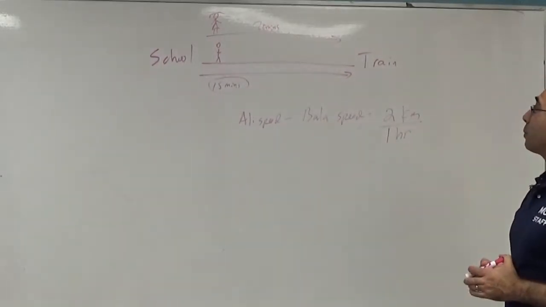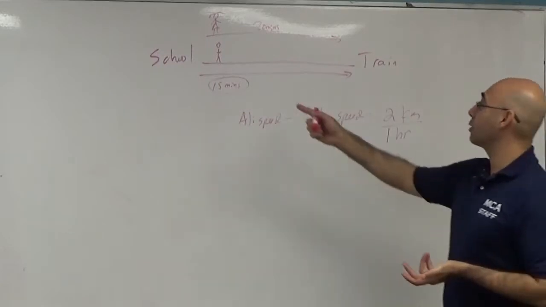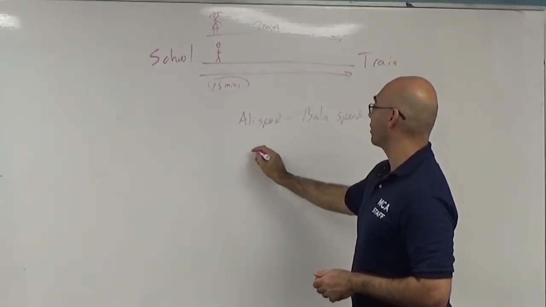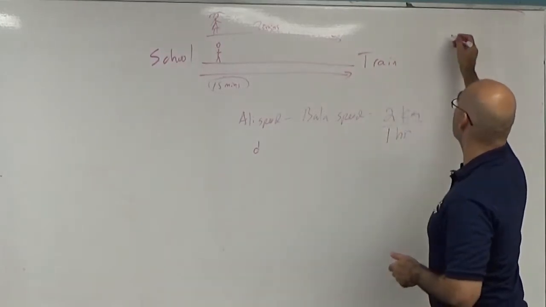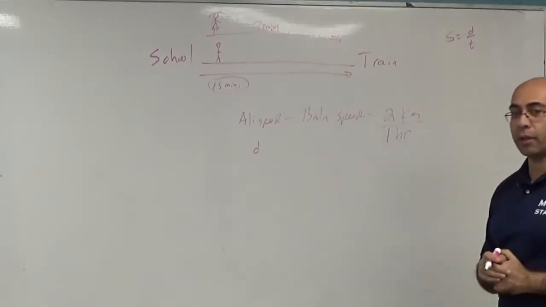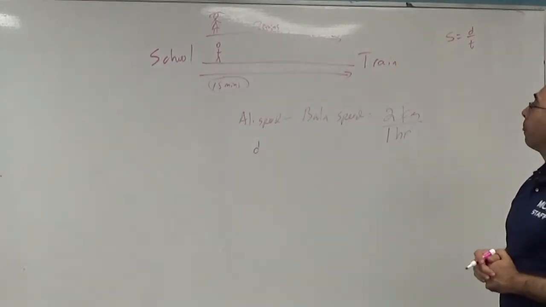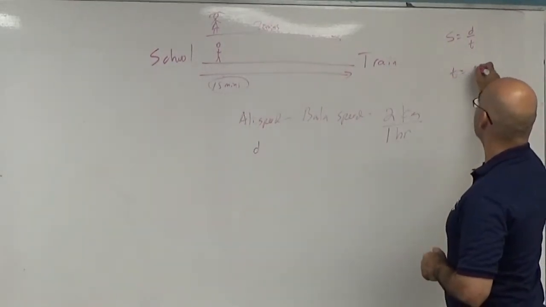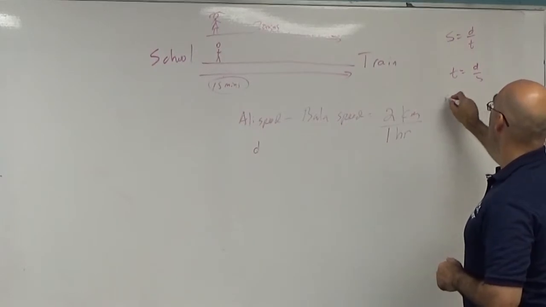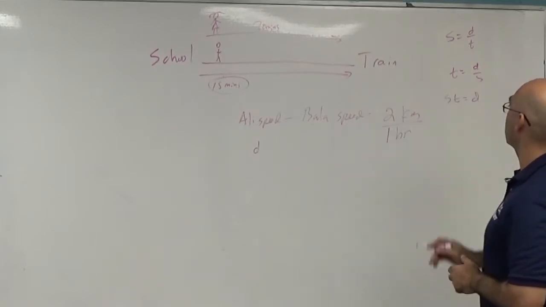Now, for Ali's speed, I don't know how far it is from the school to the train. So we'll just say that's the distance. And if you remember, speed is distance divided by time. Do you guys remember that from 6th grade? Yeah. Also, time is distance divided by speed, or speed times time equals distance.